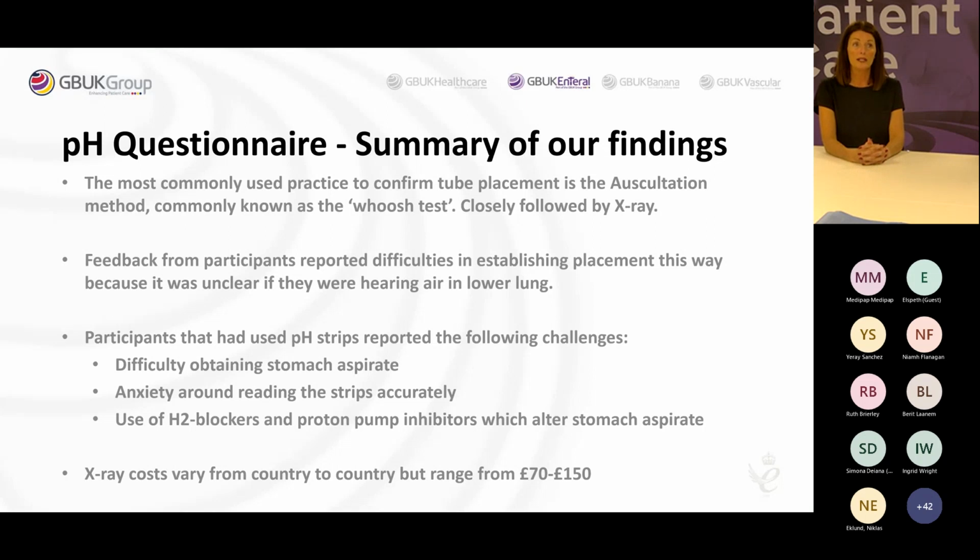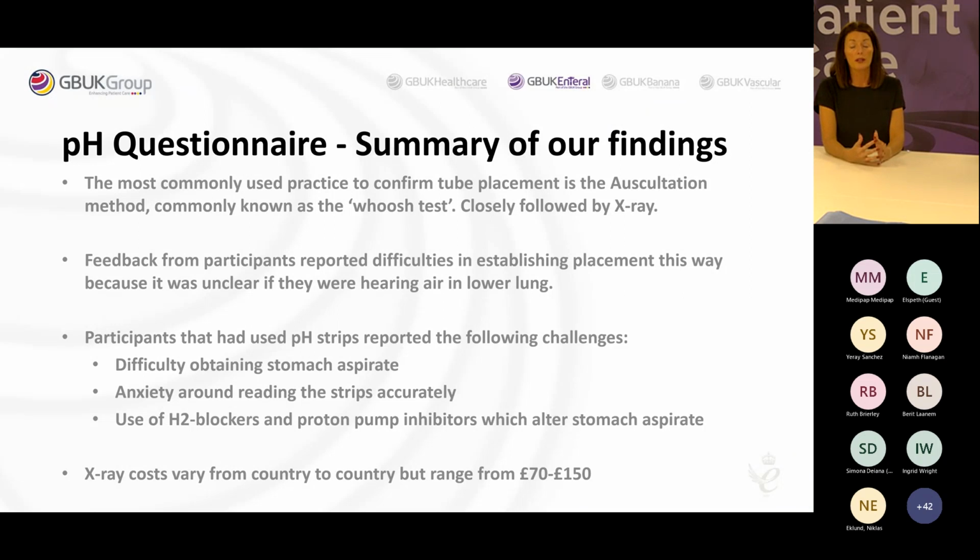Now, of the participants who completed the pH questionnaire, participants that had used the pH strips did report the following challenges. They were concerned about difficulty obtaining stomach aspirate, and also some anxiety around reading the strips accurately, as well as some patients who may be using H2 blockers or proton pump inhibitors, which of course alter the stomach aspirate. And we'll look at these in Wendy's presentation in today's webinar.